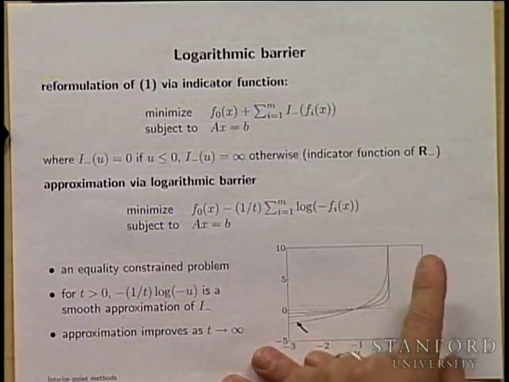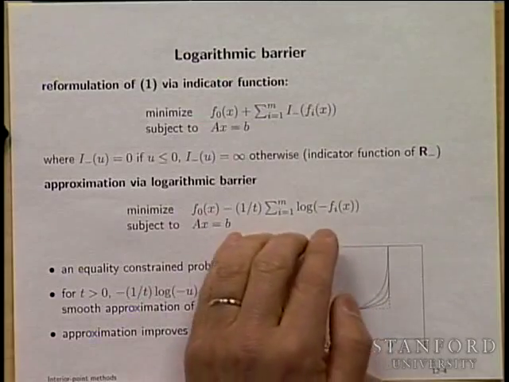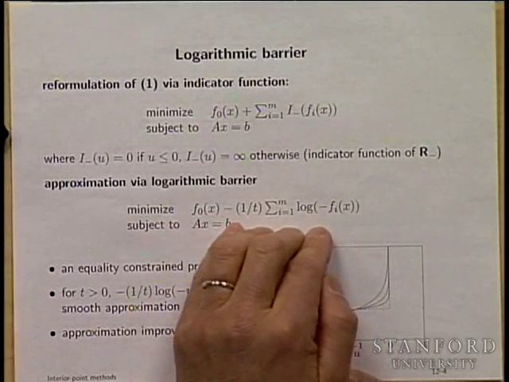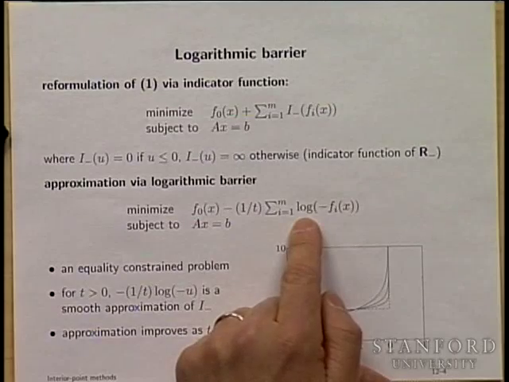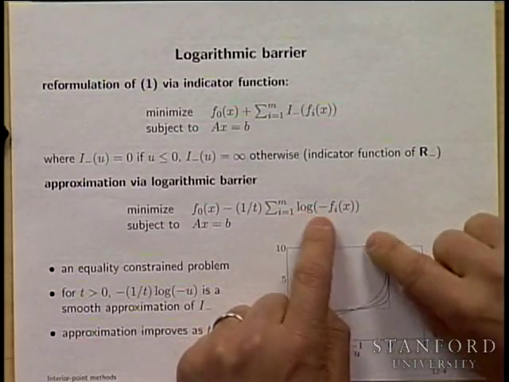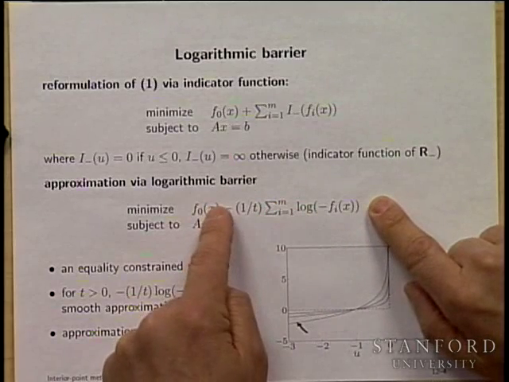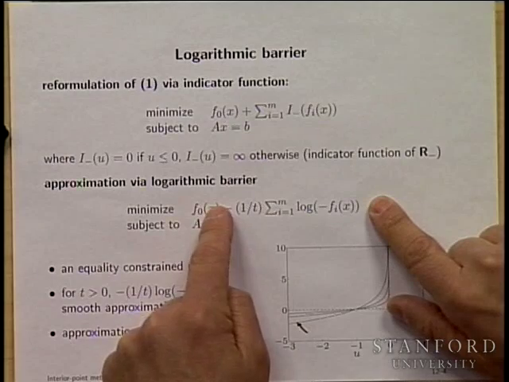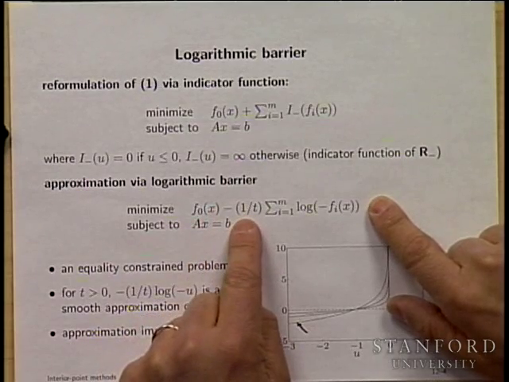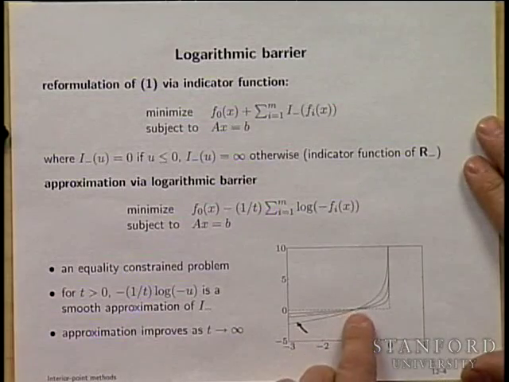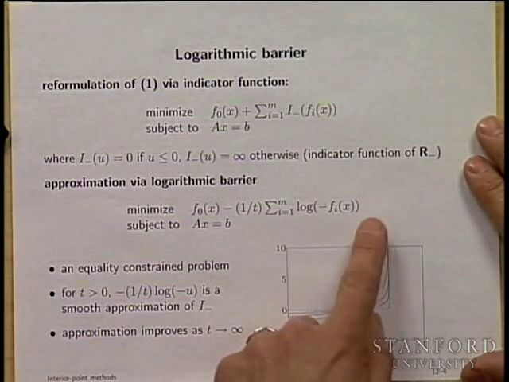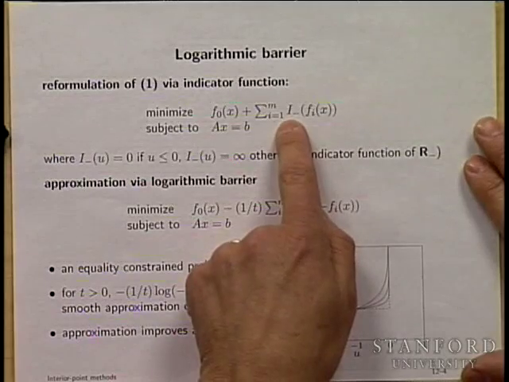A very common approximation is the log barrier. So the log barrier goes like this. You have the sum of the logs of the negatives f's. Obviously, if f becomes 0 or positive, this goes to minus infinity, and with the minus sign, it goes to plus infinity. It's a barrier. And you put a 1 over t in front. t is a parameter that controls how close this thing approximates this indicator function.